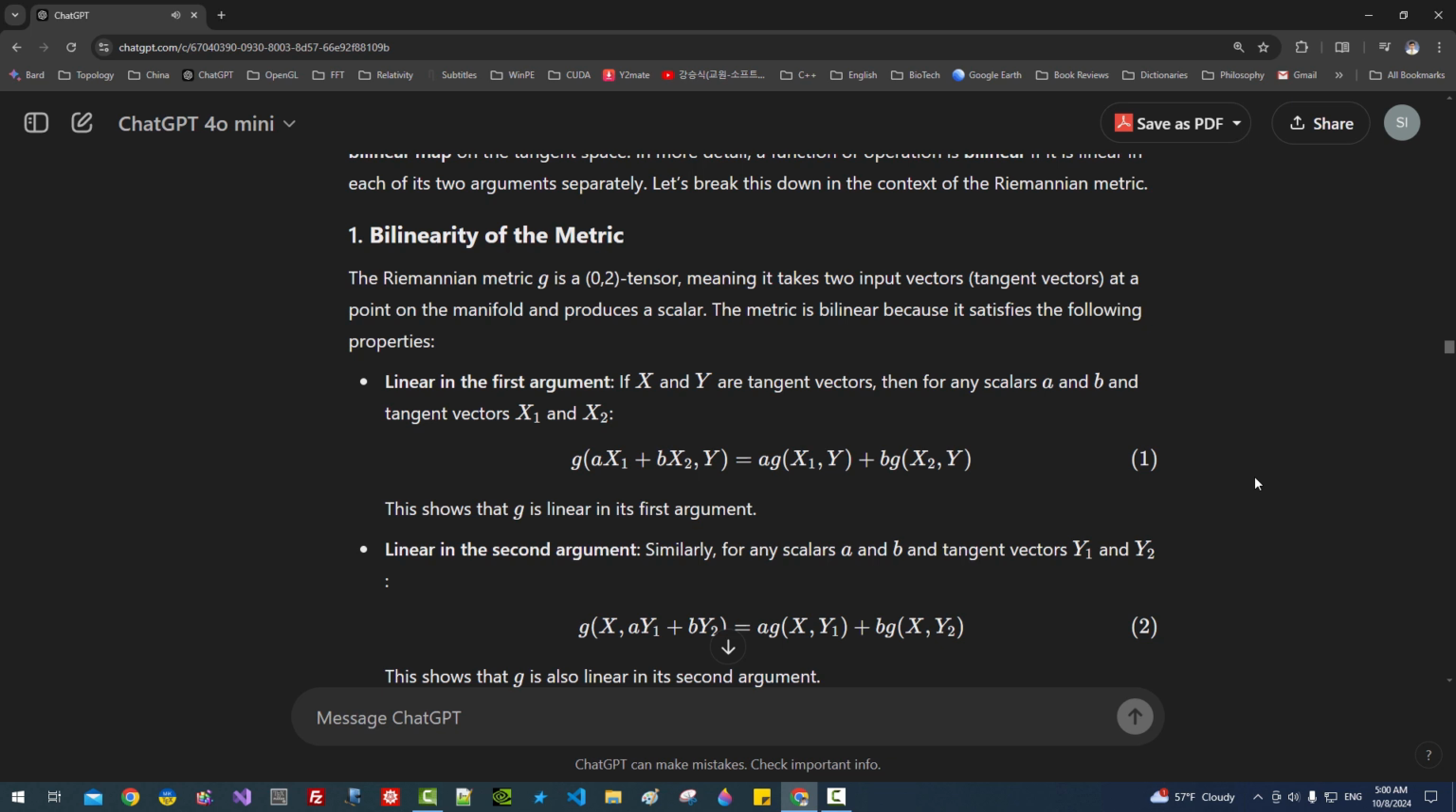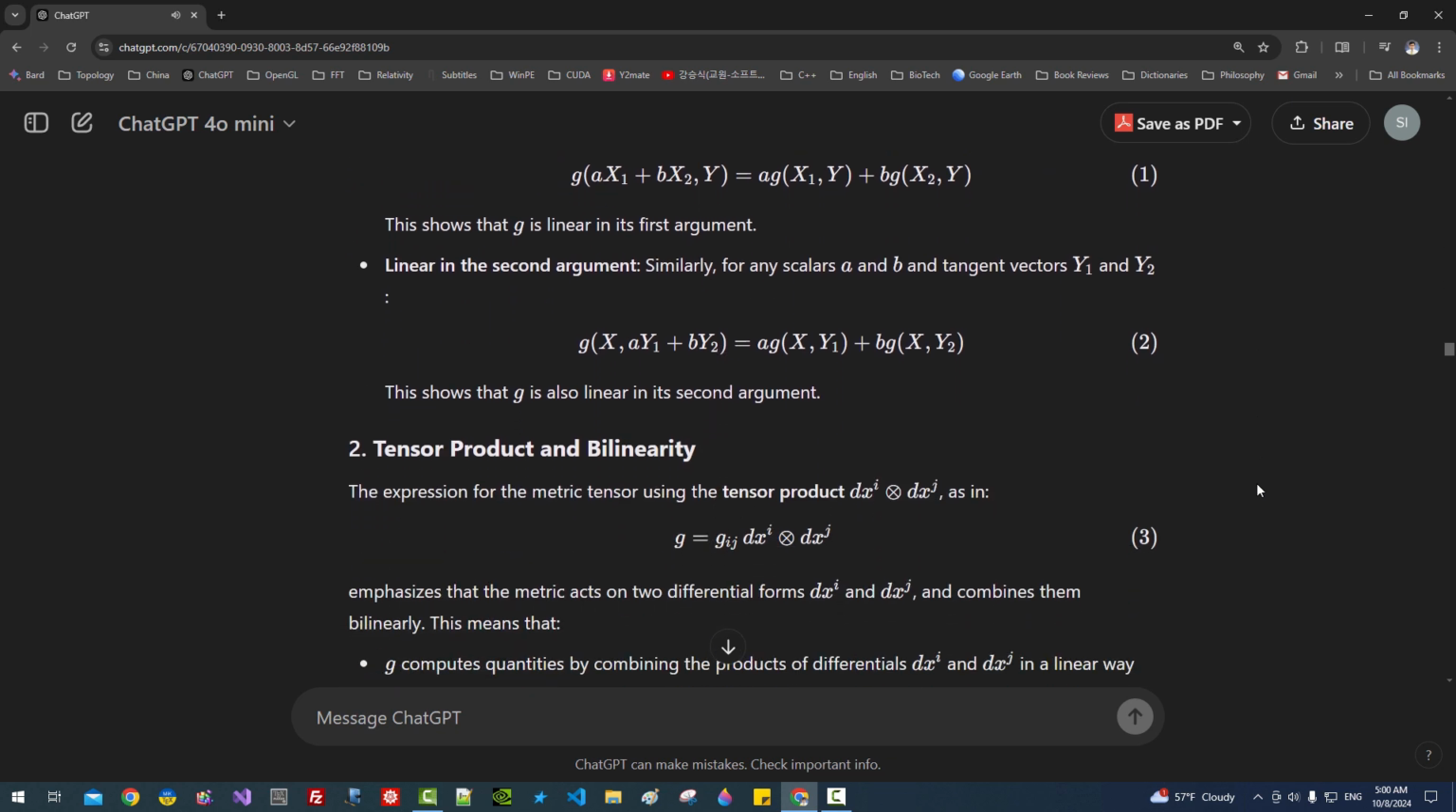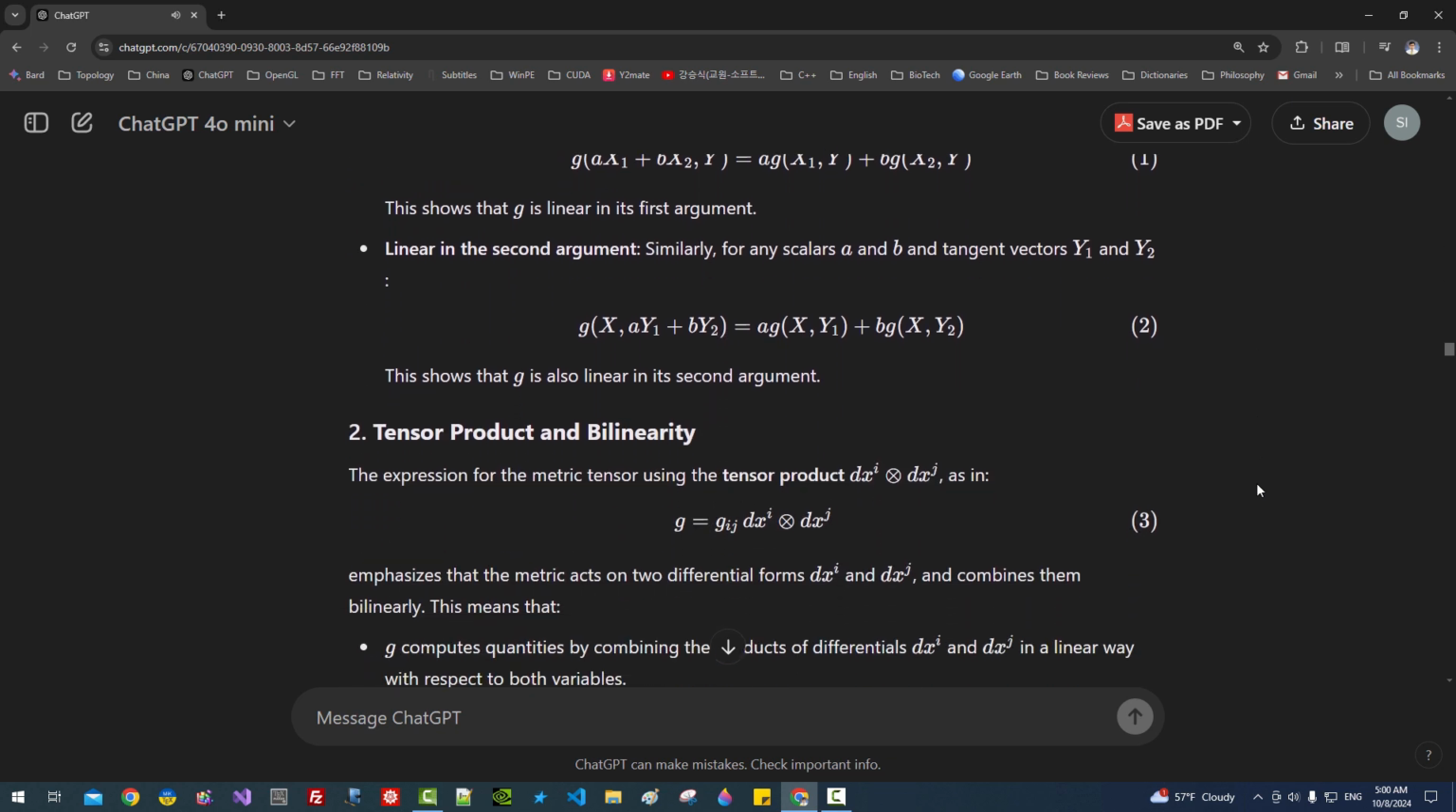Linear in the first argument. If x and y are tangent vectors, then for any scalars a and b and tangent vectors x1 and x2, g(ax1 + bx2, y) equals a g(x1, y) plus b g(x2, y), tag 1. This shows that g is linear in its first argument. Linear in the second argument. Similarly, for any scalars a and b and tangent vectors y1 and y2, g(x, ay1 + by2) equals a g(x, y1) plus b g(x, y2). This shows that g is also linear in its second argument.